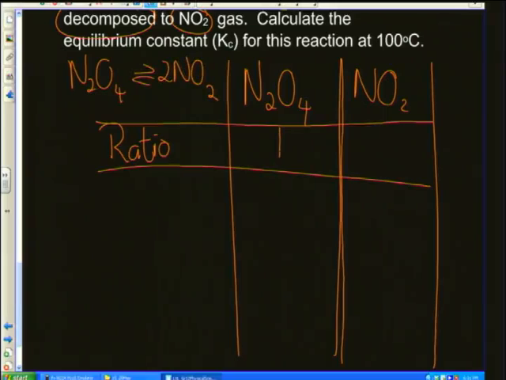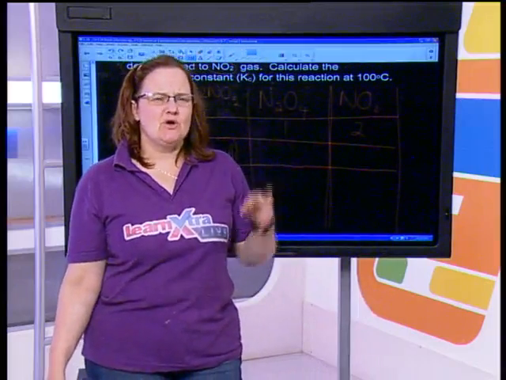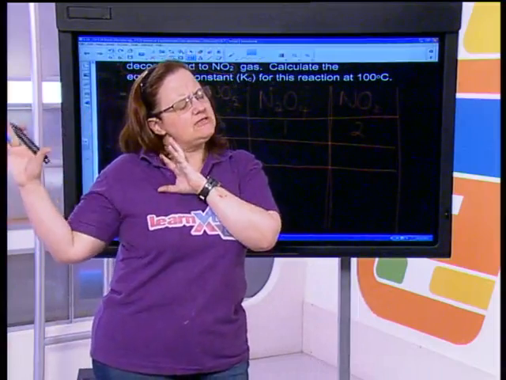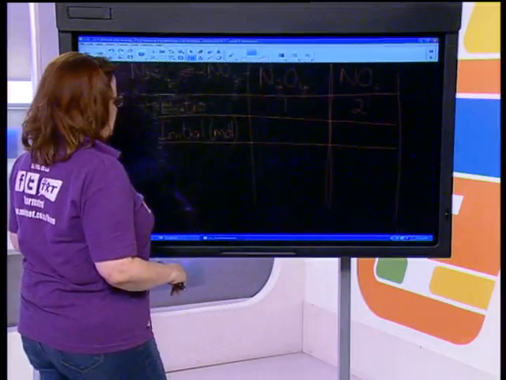So N2O4 is 1, NO2 is 2, okay? It becomes important later. Your next line is always your initial number of moles. Some of your teachers may have taught you to use concentration. That's fine. It's just that sometimes concentration gets a little difficult conceptually when I start adding and minusing things, okay? I'll put some information in there in a second.